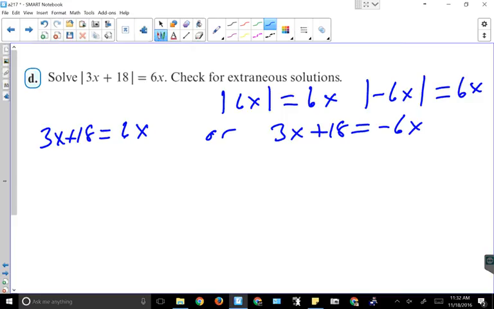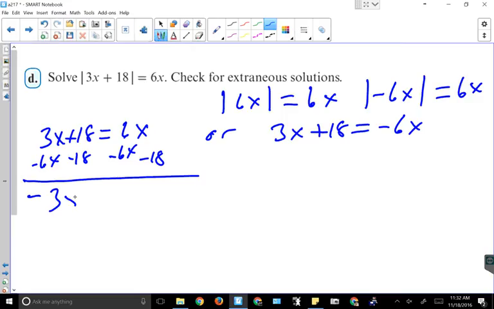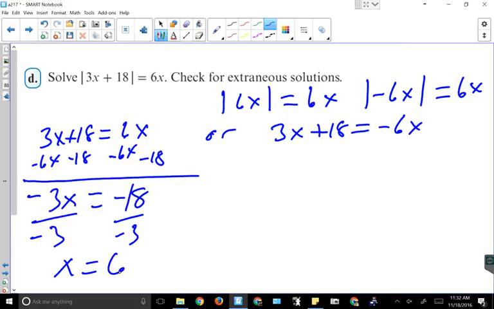So that means that either 3x plus 18 is equal to 6x, or 3x plus 18 is equal to negative 6x, right? Because if I put 6x in, the absolute value of 6x is 6x. The absolute value of negative 6x is 6x. So I'm going to go and do the math and figure this out. Subtract 18, subtract 6x, subtract 6x. So I end up with negative 3x is equal to negative 18. Divide by negative 3, divide by negative 3, and x is equal to 6.